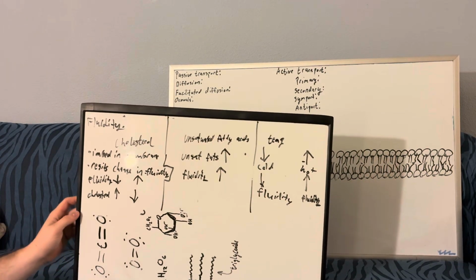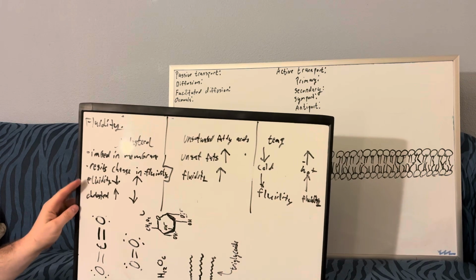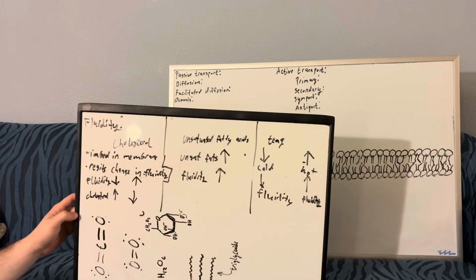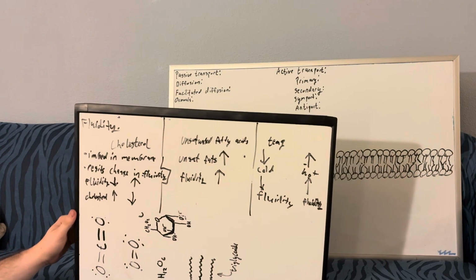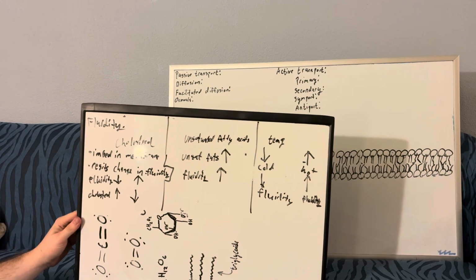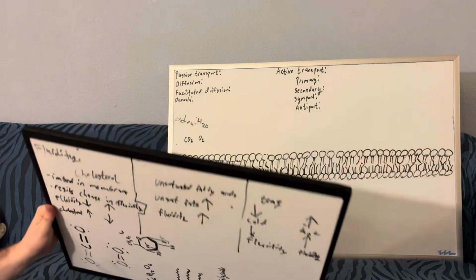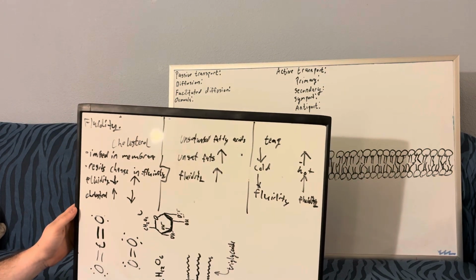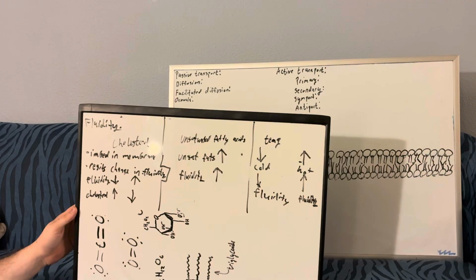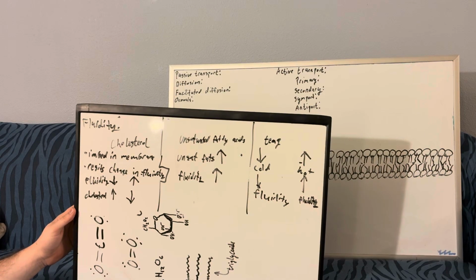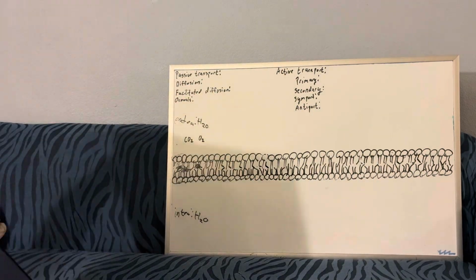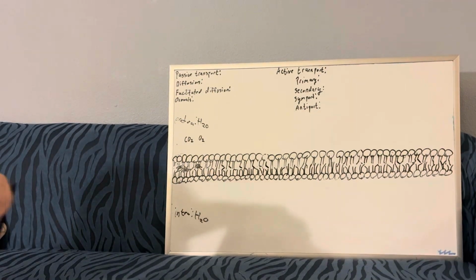Remember, cholesterol is going to resist changes in temperature or changes in fluidity in general, so it's always going to be sort of oppositional. If we have unsaturated fatty acids, that's going to increase fluidity. The more kinks we have, the better. Temperature, if it gets really cold, the membrane's going to freeze, not going to be very fluid. If the temperature rises, it's going to increase our fluidity. Those phospholipids can move around really well. All right, so that's fluidity.